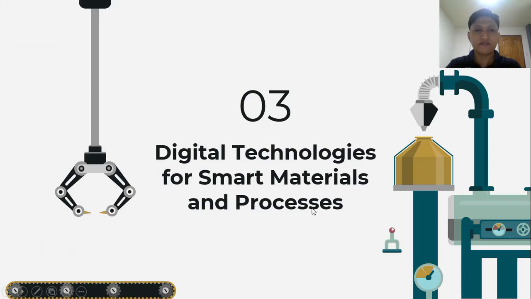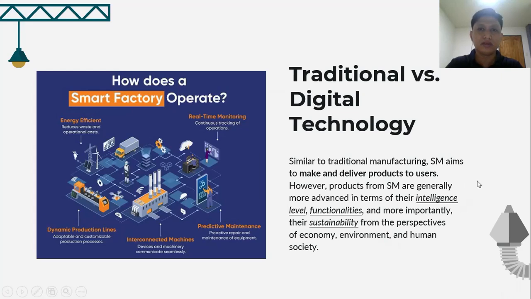Digital technologies for smart materials and processes. Traditional versus digital technology. Similar to traditional manufacturing, smart manufacturing aims to make and deliver products to users. However, products from smart manufacturing are generally more advanced in terms of their intelligence level, functionalities, and more importantly, their sustainability from the perspectives of economy, environment, and human society.